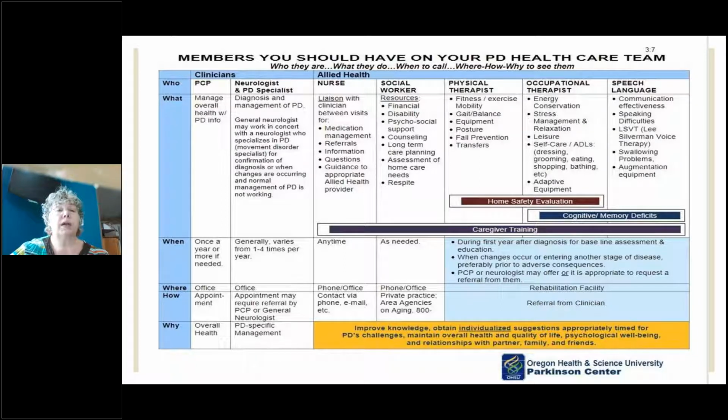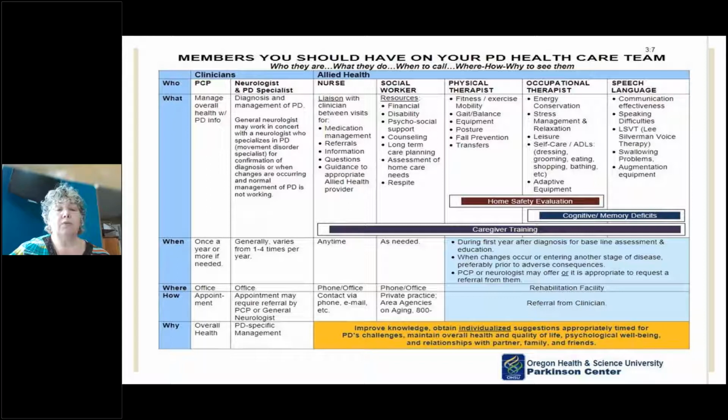Your neurologist and your PD specialist are often involved initially in diagnosis and then ongoing in management. Sometimes the general neurologist may work alongside a specialist neurologist, one who specializes in the treatment of PD, or movement disorder specialists. You've probably heard that as well. They will work with you especially at initial diagnosis and then ongoing as things are changing or new symptoms are cropping up, okay?